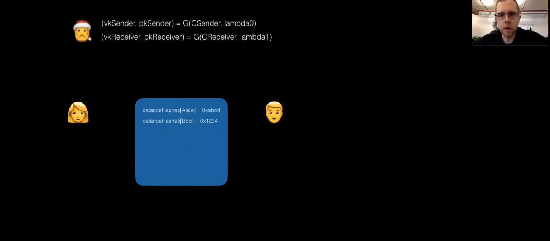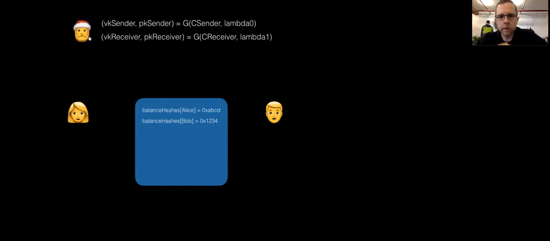So this is basically an overview of how this would work. We have this token contract. Alice has some hash of her balance. Bob has some hash of his balance. A trusted third party, here it is Santa Claus, which everyone trusts, would generate these verification keys and proving keys. In this case, it's 2 pairs. That only happens once. Then these are published on some website or whatever, and everyone can just use them.